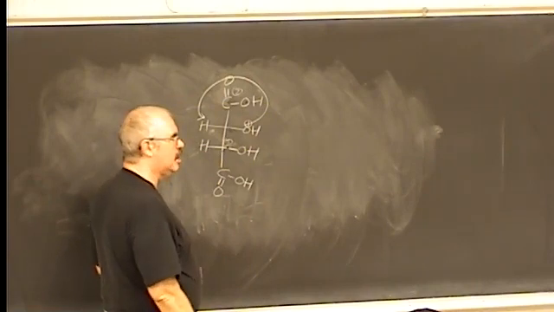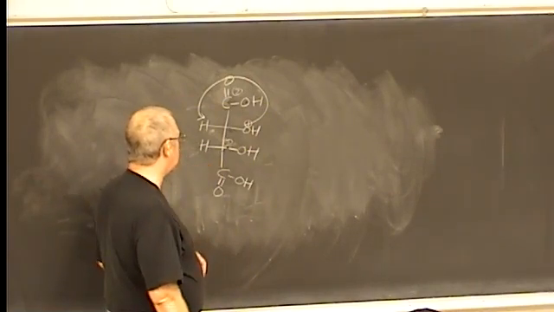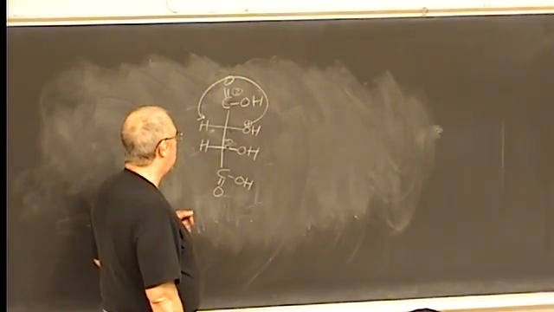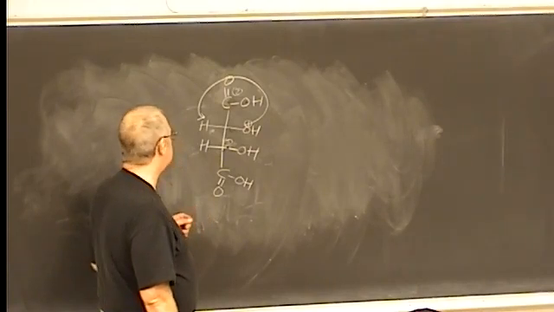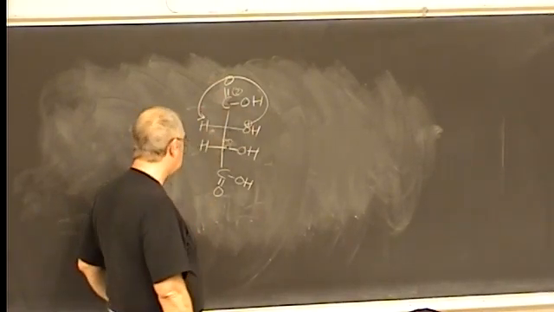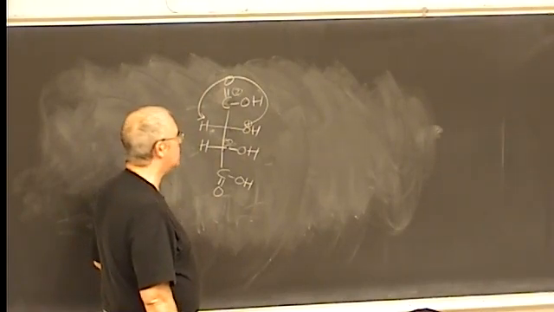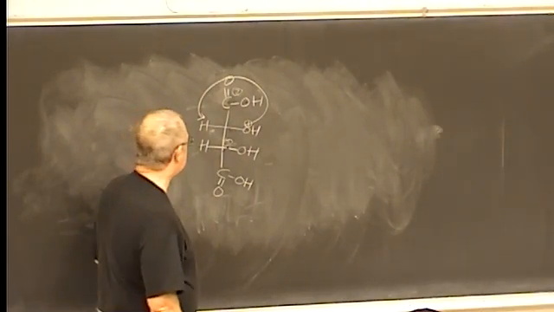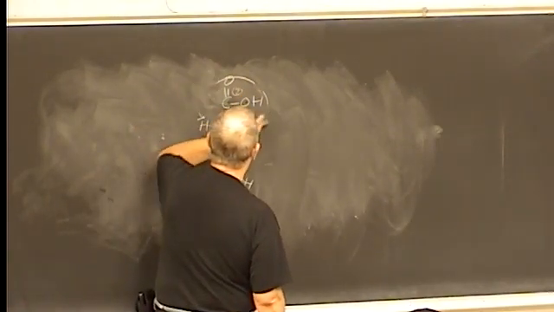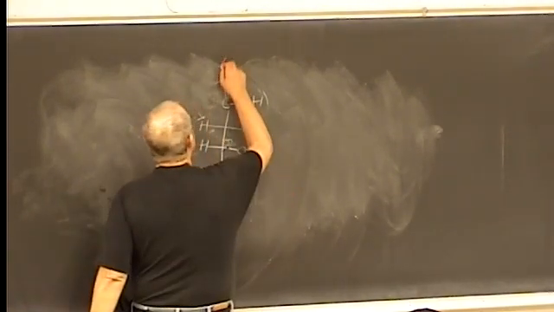Except by definition, horizontal groups are forward in a Fisher projection, vertical groups are back. And so for a Fisher projection, it's usually backwards. So while this looks like it is S, it's actually R because we're looking at it from the wrong direction. So this would be 2R.